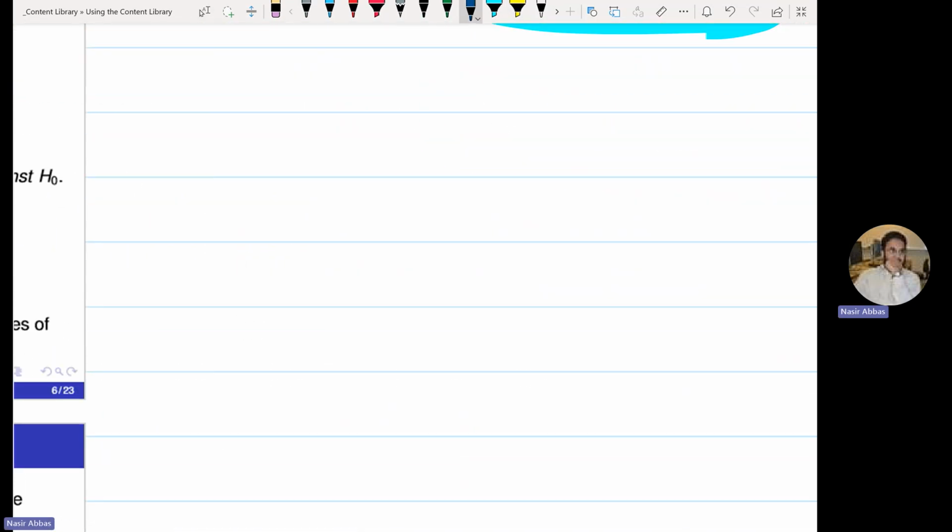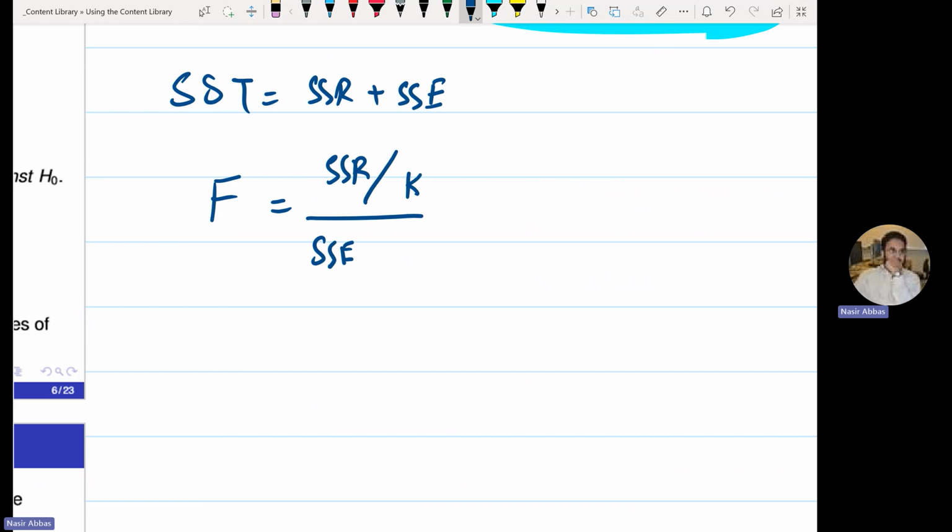Again, I will start with the same equation. What is the equation? And from this equation, I have defined F to be SSR over K divided by SSE over n minus K minus 1. This is how F is defined. Okay. Now, in the full F test, what are you testing? If the regression is significant or not. That's the thing that you are testing. If the whole regression is significant or not.